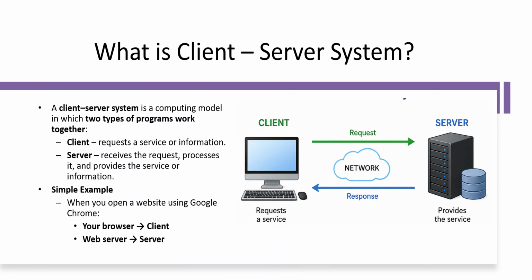Now let us look at the diagram. On the left hand side we have a client, on the right hand side we have the server. Between them we have the network. The client requests a service from the server. This request travels through the network and reaches the server. The server receives the request, processes it, and sends the response back through the network. If you look at the arrows in the diagram, the green arrow represents a request moving from client to server, and the blue arrow represents the response moving from the server back to the client.